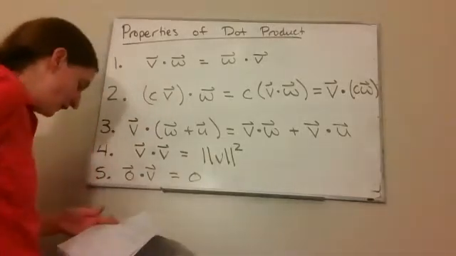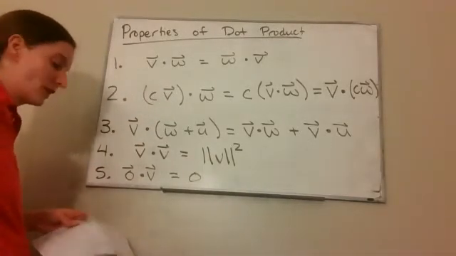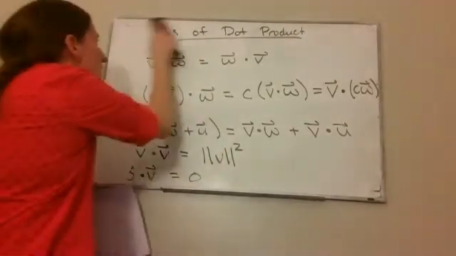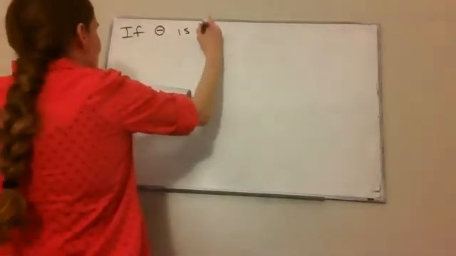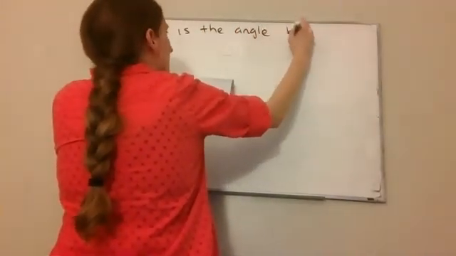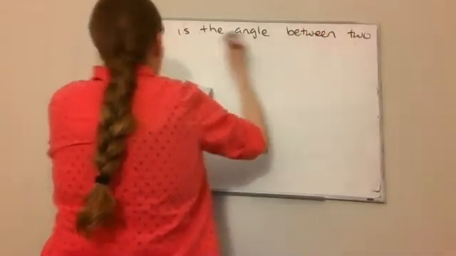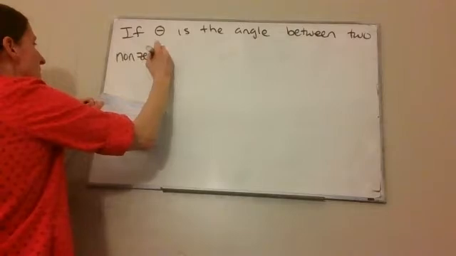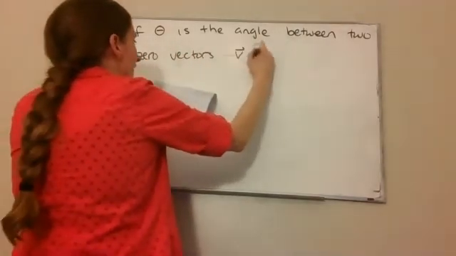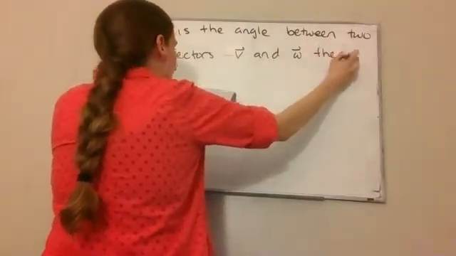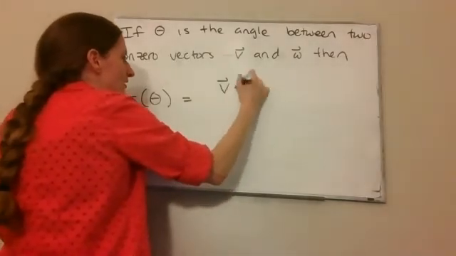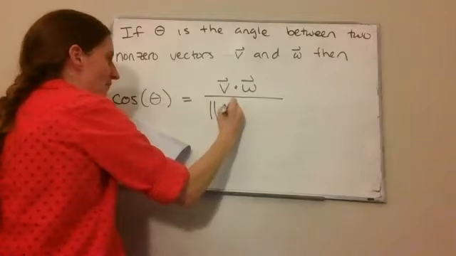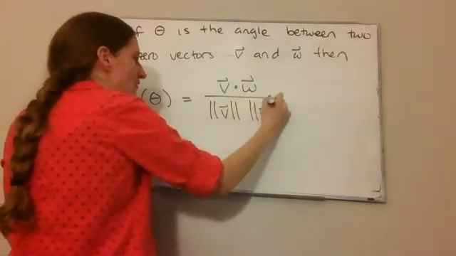So something else that we can use this dot product for is finding a way to express the angle between two vectors. So if theta is the angle between two non-zero vectors, v and w, then we have this relationship. Cosine of theta is equal to the dot product of v and w divided by the magnitude of v times the magnitude of w.